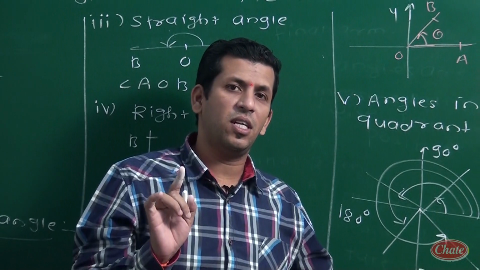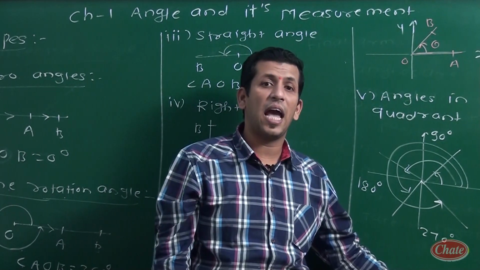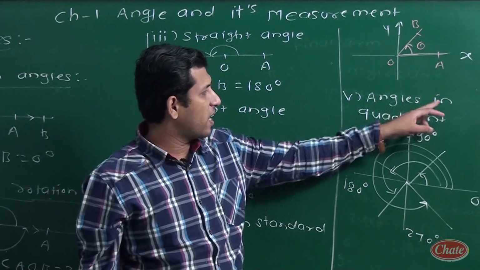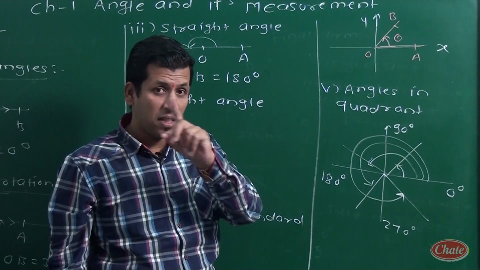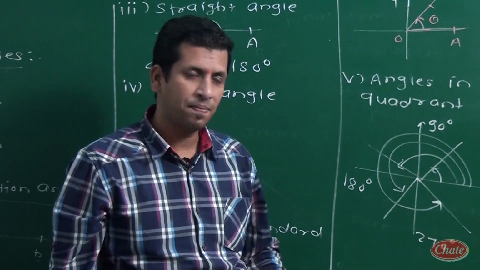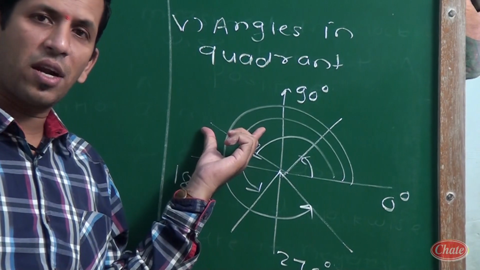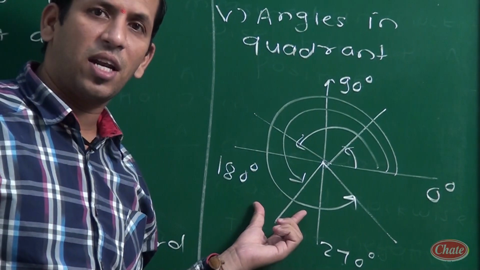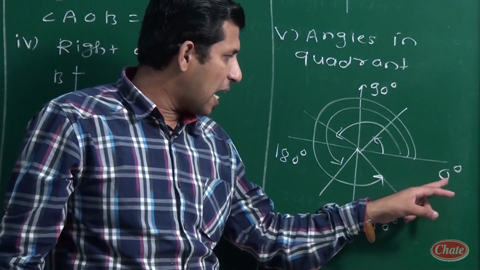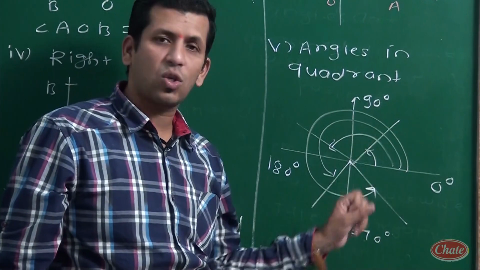When the angle is measured from the positive direction of the x-axis, that angle is called an angle in standard position. Next, angles in quadrant. Remember, students, there are 4 quadrants in the x and y axis. This is called the first quadrant, this is the second quadrant, this is the third quadrant and this is the fourth quadrant. If the angle is from 0 degree to 90 degree, then that angle is in the first quadrant.